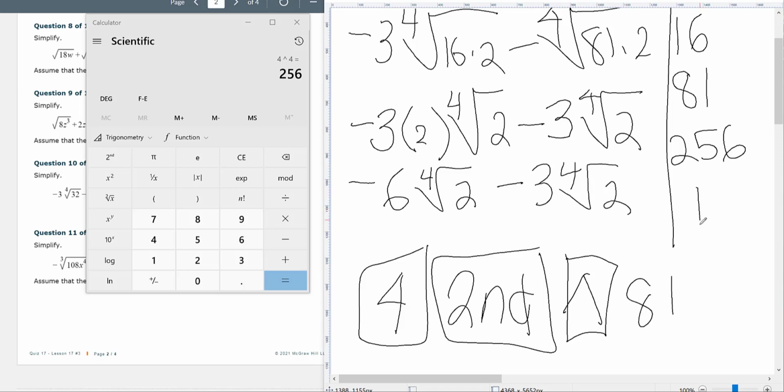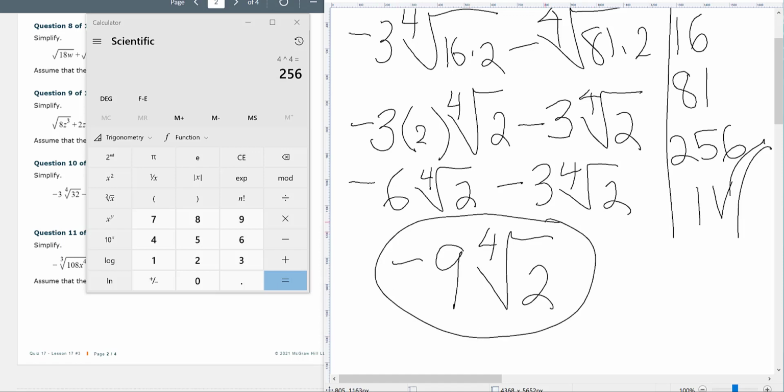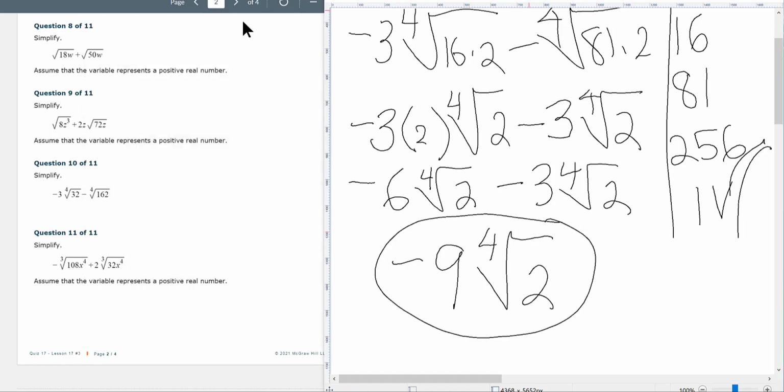Okay, so this is negative 6, fourth root of 2, minus 3, fourth root of 2. And now all of a sudden I do have IRV. They both have index of 4. They both have a radicand of 2. And they both have no variables, so the variables match because there are none. So minus 6 minus 3 is going to give me minus 9, fourth root of 2. And that's my final answer for number 10.